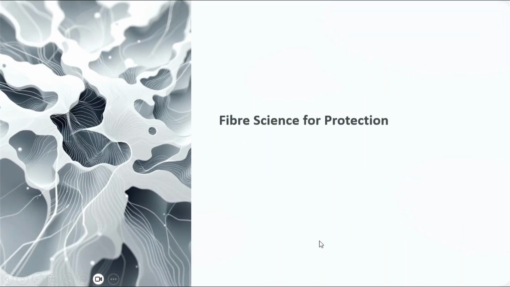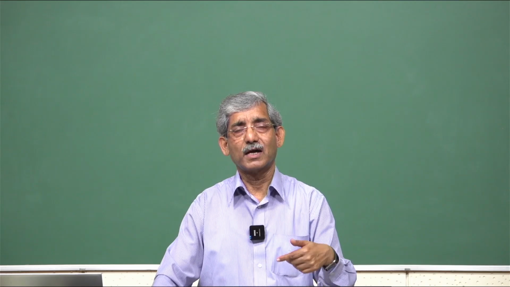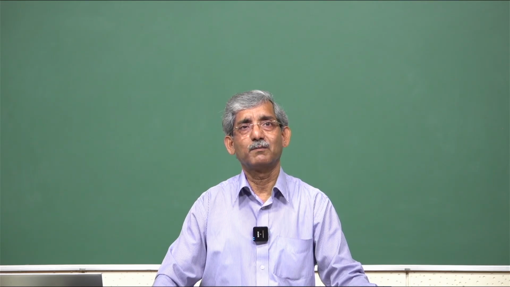Now, we are going to discuss the fiber science for protection. Different types of fibers are being used, exploring high performance fibers in modern protective textiles. Here we will see the high performance fibers for protective applications, but in our module 2 we will discuss all the fibers in detail, their characteristics and all that. Here we will try to understand what the different fibers being used are.